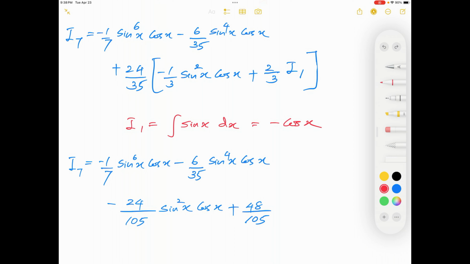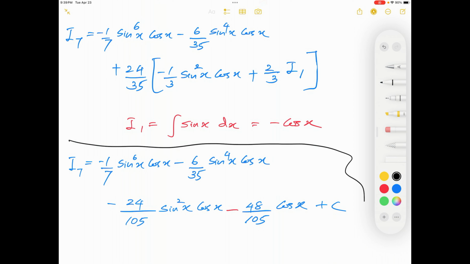I1 was equal to negative cosine x. Therefore, this symbol right here should be changed to negative cosine x, and then there will be a plus c. That's the final answer for the integration of sine 7th power x.